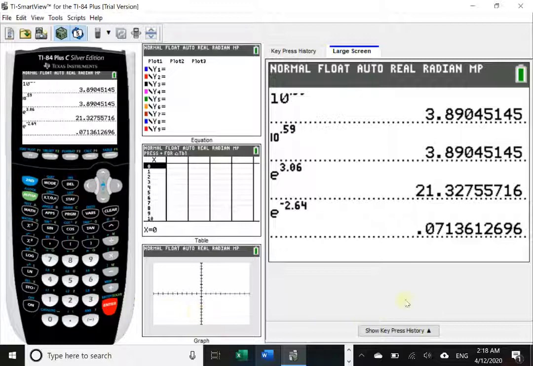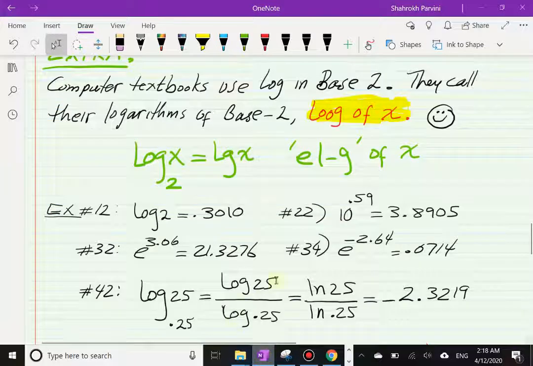0.071, and again, because we rounded to the nearest ten thousandth, 4 decimals, the digit to the right of that 6 is 5 or more, so you round up. So that's going to be 0.0714. And here is 0.0714.